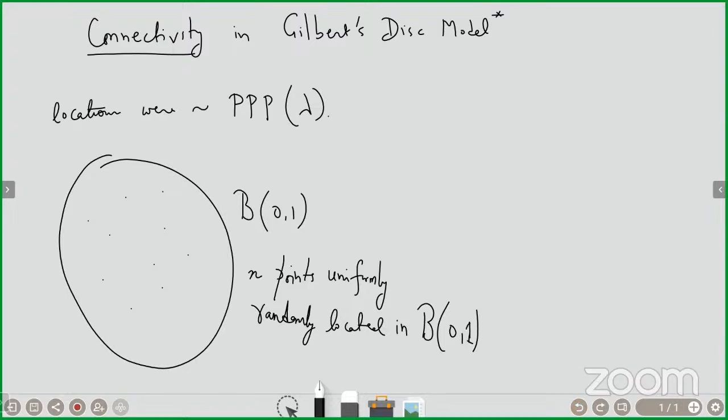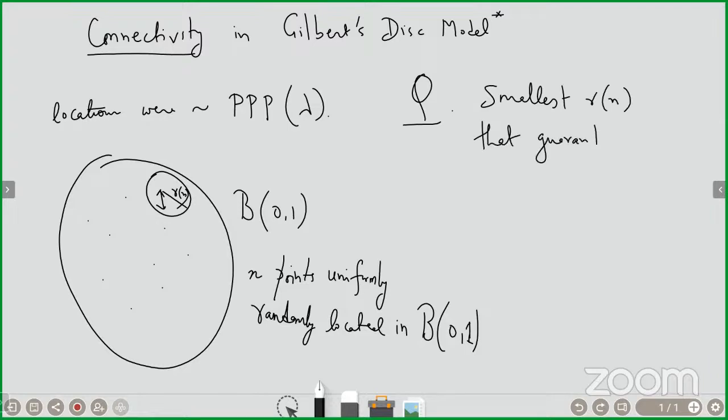And around each point we'll draw a disk of radius R_n, and all points which are inside are defined to be connected both ways. So what are we interested in? The question really is the smallest R_n that guarantees connectivity. By connectivity meaning that I can reach any node from any other node.